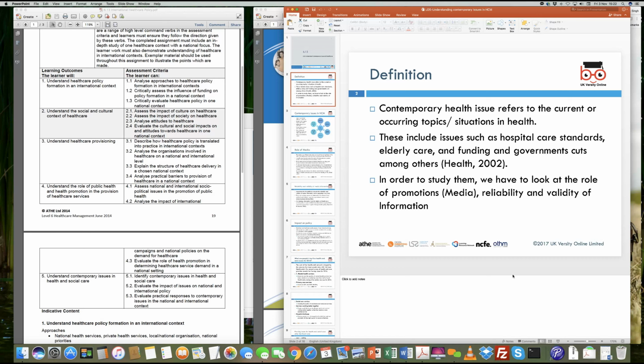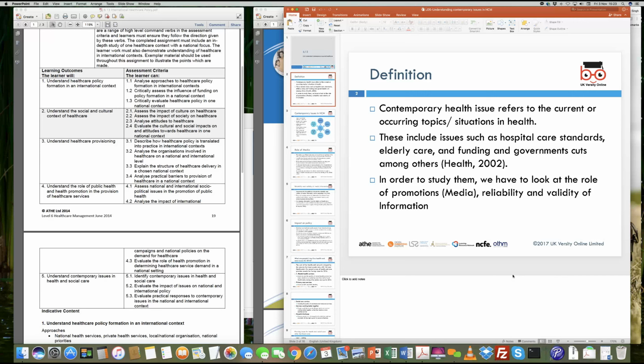That means it's an everlasting issue. That means it's an issue which is lingering on and on and on. And because there is no set specific solution for it, that is why we classify it as a contemporary issue. Okay. Now, in order to study contemporary issues, what we need to be able to do is look at borrowing from what we've learned in Learning Outcome 4, things like the role of promotion, media, and the reliability and validity of information.